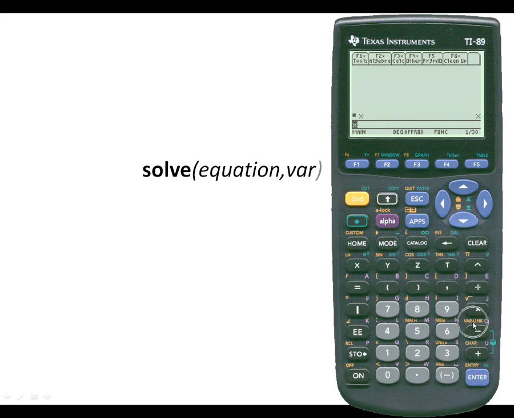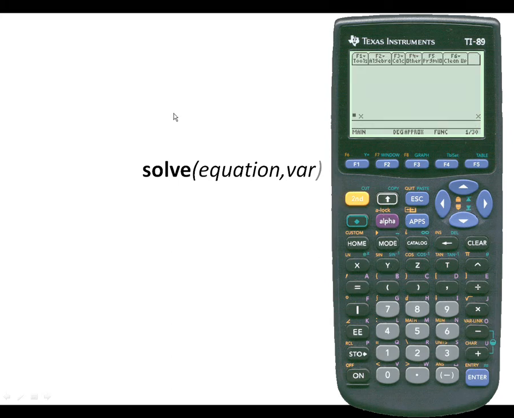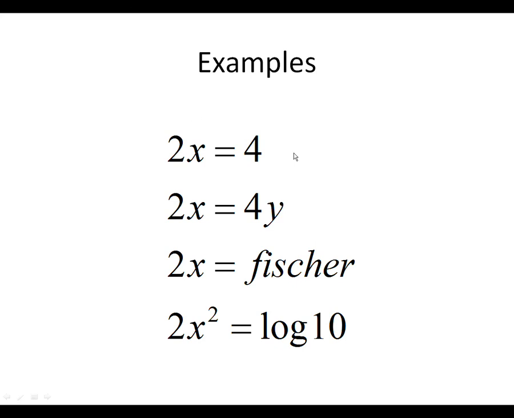You could also go to your variables here, so second minus, and this will tell you all your variables. I don't really have any variables going on here, but if I did, they would be right here. So go back to my home screen, and here's our first example.